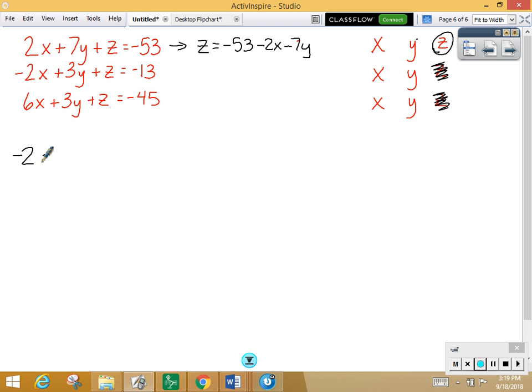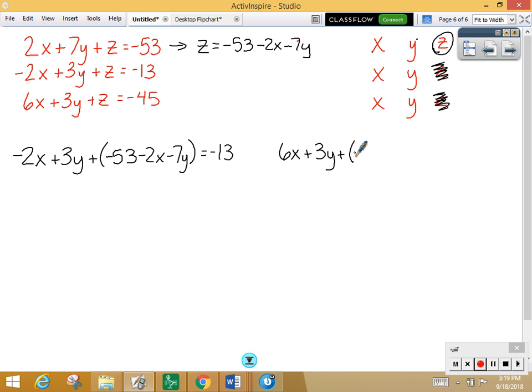It's going to say negative 2x plus 3y plus, and then here's the substitution. In replacing the z, I'm going to replace it with negative 53 minus 2x minus 7y. And that's, of course, going to equal negative 13, like it says. And before I solve that, I'm going to replace the z in the third equation so I don't forget to do that. So we're going to have 6x plus 3y plus, and then replace it with negative 53 minus 2x minus 7y, and this one equals negative 45.